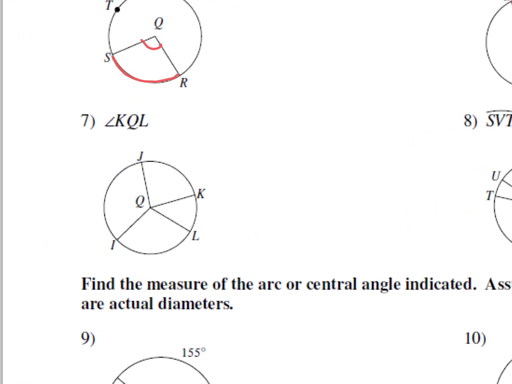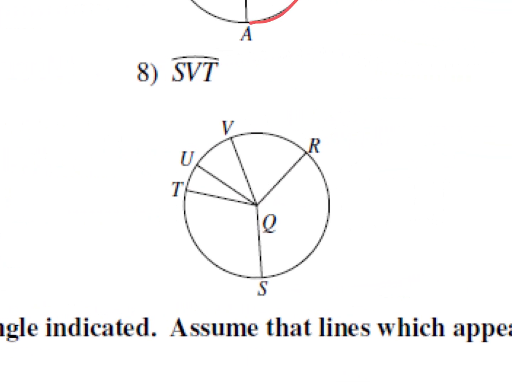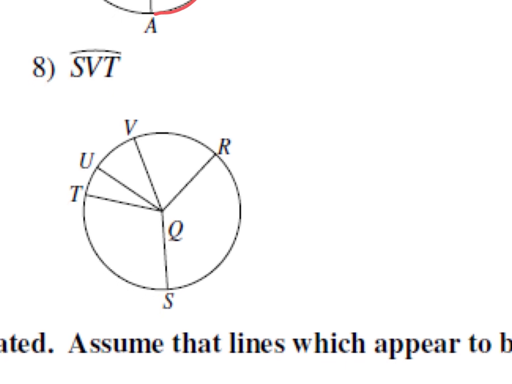Okay, next. Angle KQL. KQL, this one. The arc that is being formed is arc KL. Okay, next, number 8, arc SVT. Okay, here is the arc S, V, and T. So the arc that has the angle that is being created in here is this angle. Okay, so the angle that's created is SQNT.